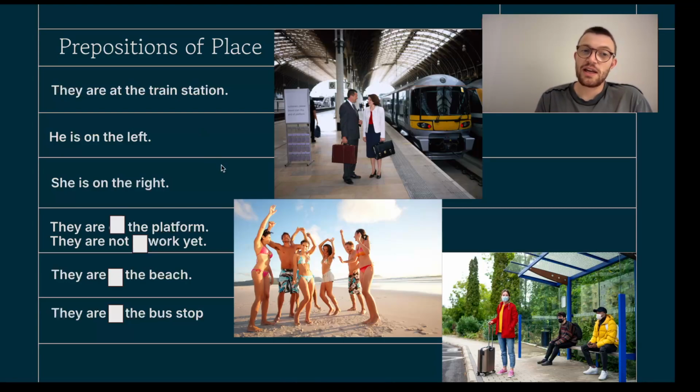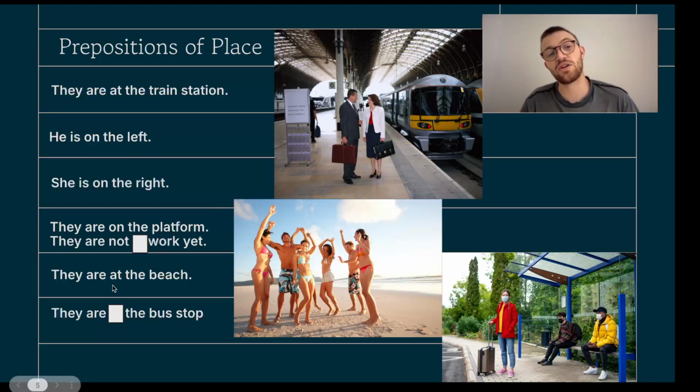Now these two, there is a platform, right? The platform is where you catch your train, and they are on the platform. And to me, it looks like they are going to work, right? They are talking about something. They've got their briefcases. They're catching a train. They're probably going to work. So for work, we usually use "at", although my white thing doesn't want to disappear. So they are not at work yet. They're not at work yet.